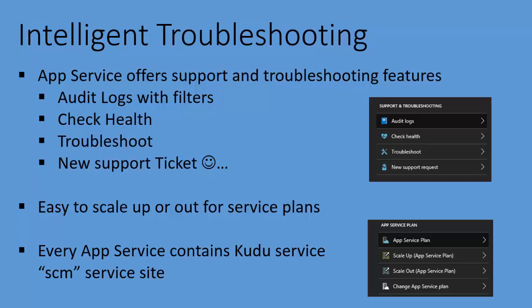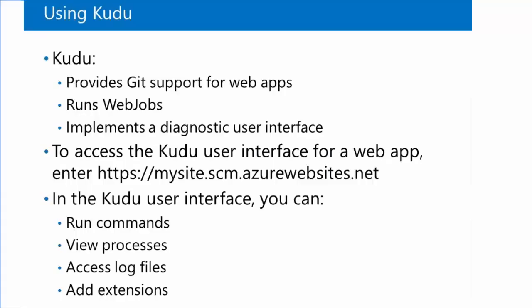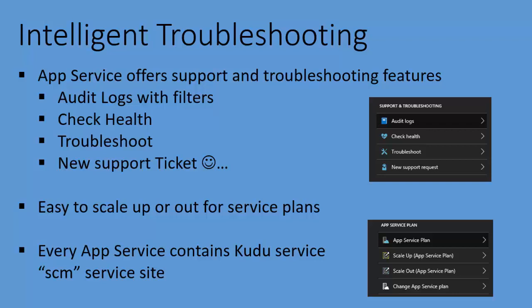Also, any app service that you provision in Azure comes with a Kudu service that you can access easily by adding SCM to your website URL. So for example, if your website is mydemosite.azurewebsites.net, just after your website name and just before azurewebsites, you add .scm, so it becomes mydemosite.scm.azurewebsites.net. Here you will be able to access the Kudu service.